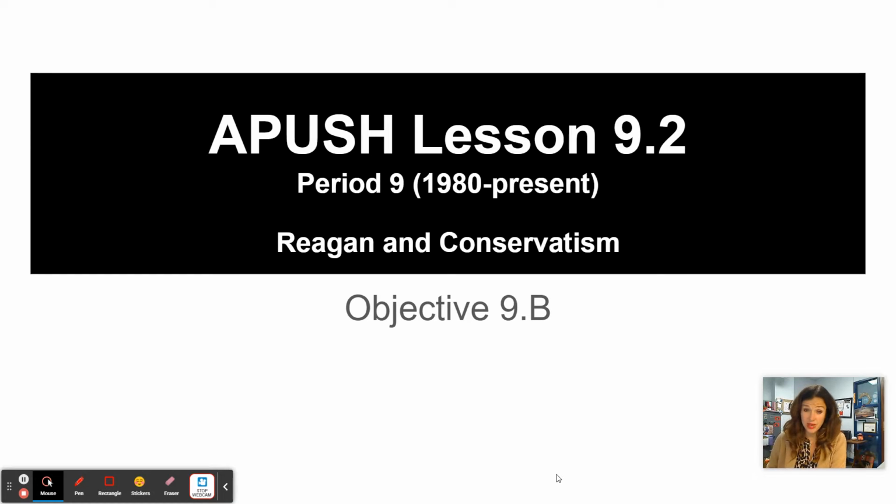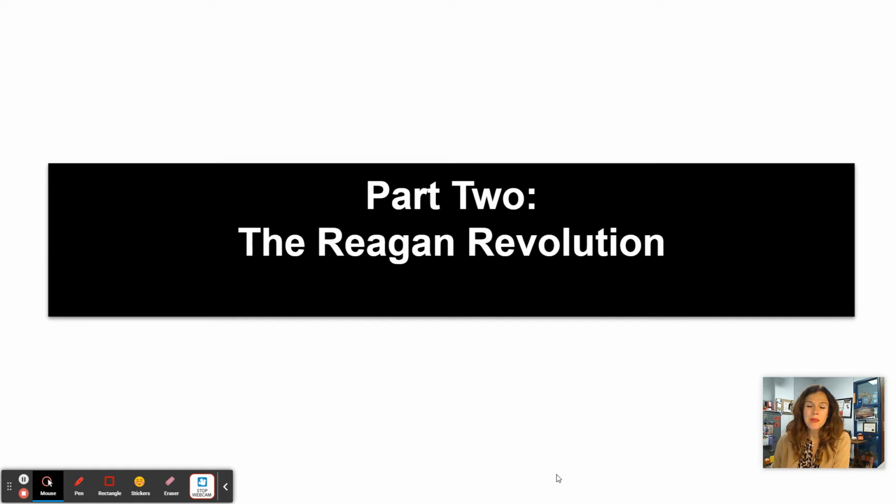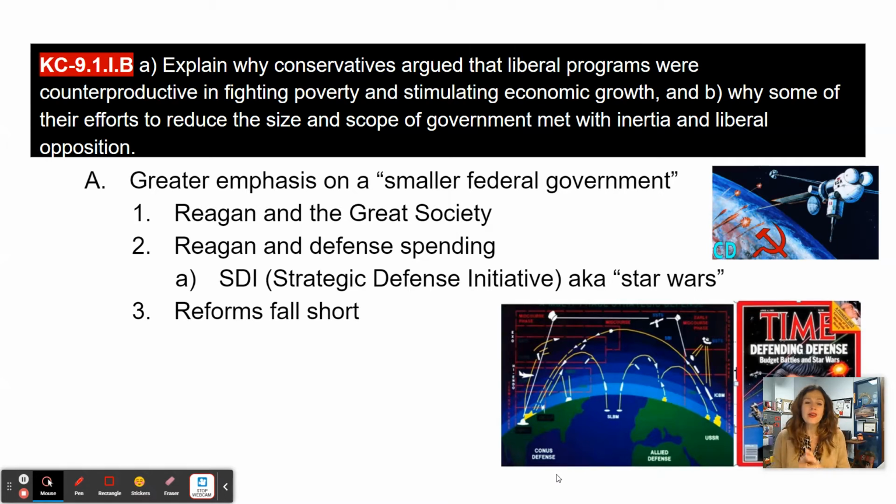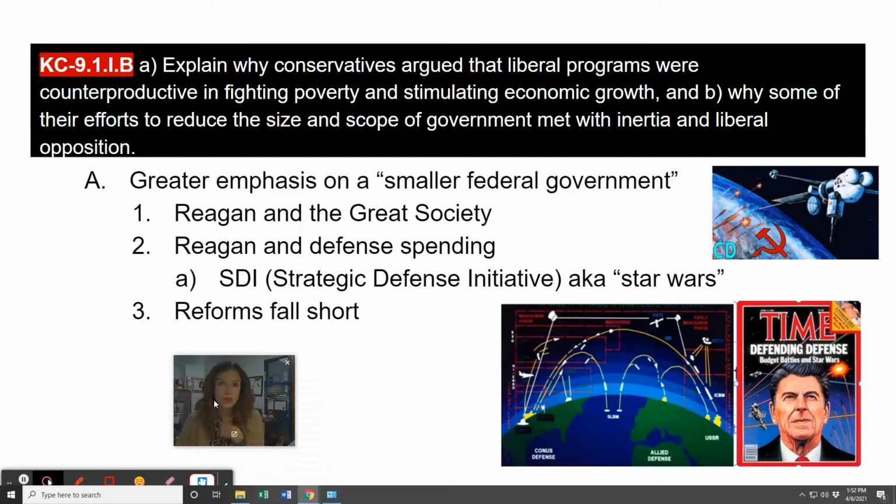This is 9.2 Objective B. We are on part 2. Part 2 is called the Reagan Revolution. His idea, if you remember from the first part of lesson 9.2, is Reaganomics, supply side economics. We have to cut taxes for the wealthy in order for it to trickle down. But here, we get into what this revolution is all about and what it means to be conservative in the 1980s.